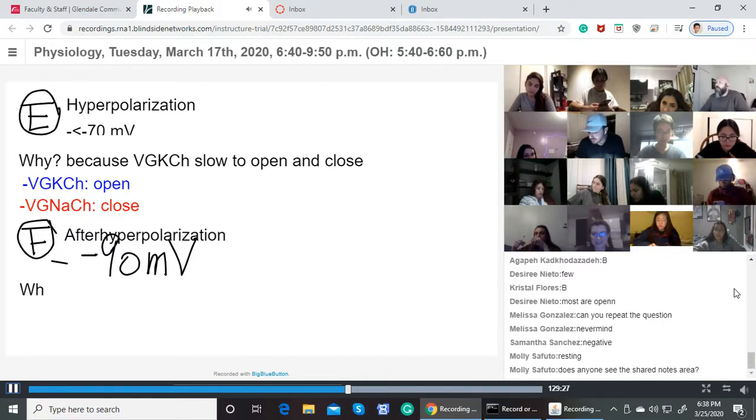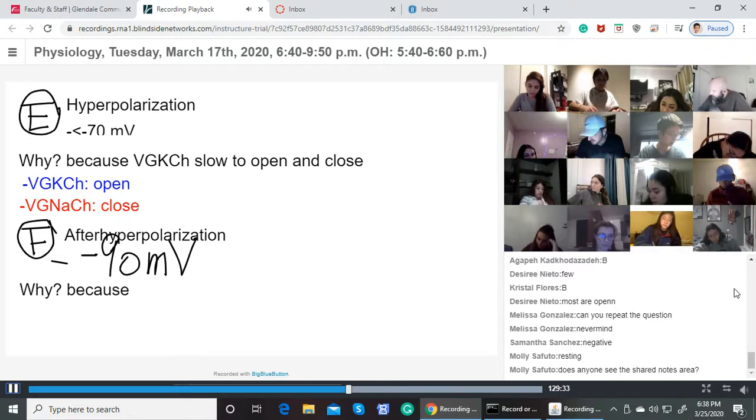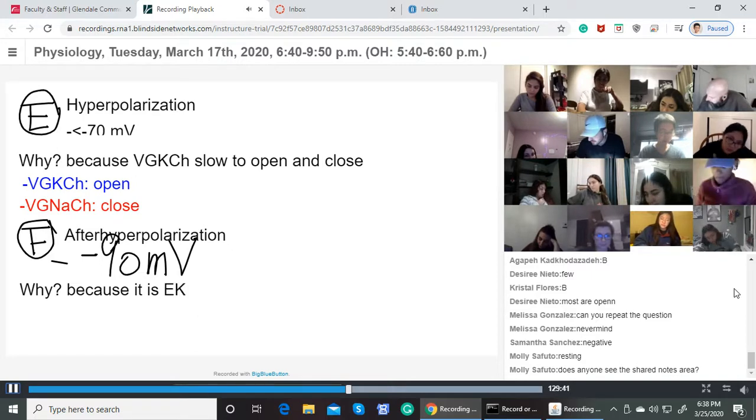Why? Because it is EK, the equilibrium potential of potassium. When we are at EK, the voltage gated potassium channel is open.